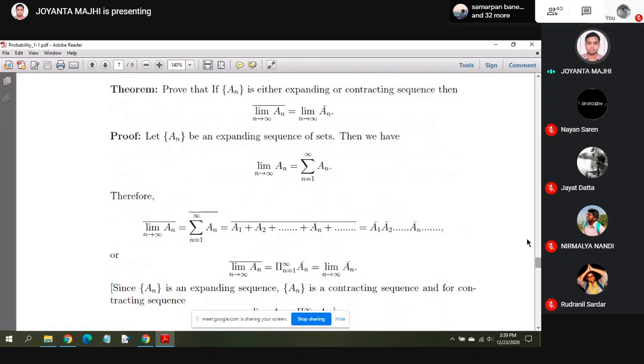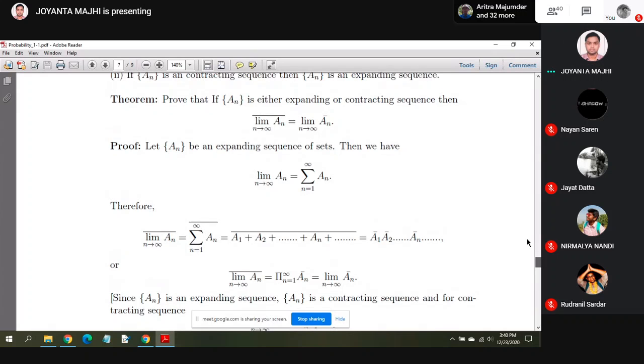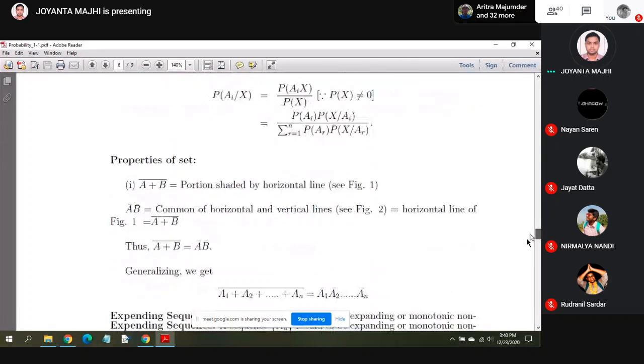Therefore we take the complement of both sides. The complement of a1 union a2 union and so on, countably infinitely many sets, is equal to a1 complement intersection a2 complement intersection and so on, countably infinitely many. This came from the previous result, this one.